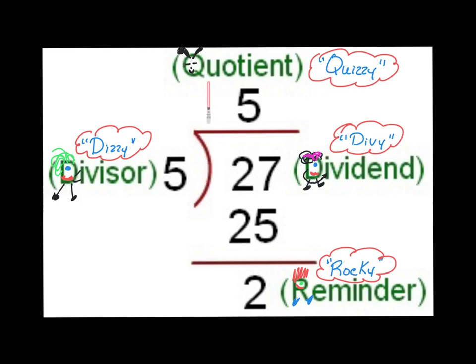Again, Quizzy, the quotient, is the answer to a division problem. Dizzy, the divisor, is the number that we're dividing by. Divvy, dividend, is the number that we're dividing into. Rocky, the remainder, is what's left over in a division problem.